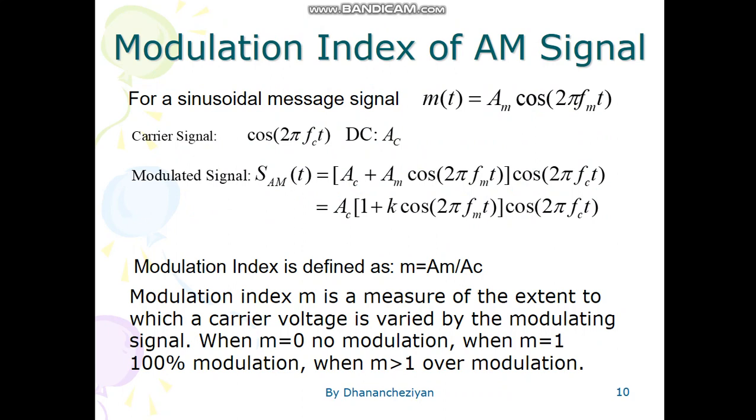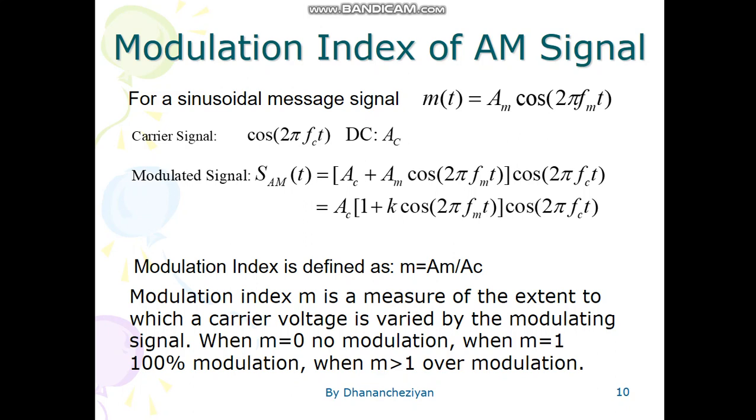So for a sinusoidal message signal m of t, we are representing m of t as Am cos 2 pi fm t, and the carrier signal is Ac cos 2 pi fc t, where Ac is the amplitude of the carrier. The modulated signal, otherwise called the AM signal, SAM of t, is given by Ac plus Am cos 2 pi fm t, the whole component, into cos 2 pi fc t. This one we already discussed.